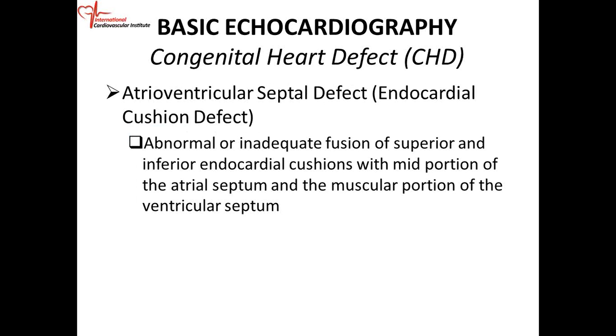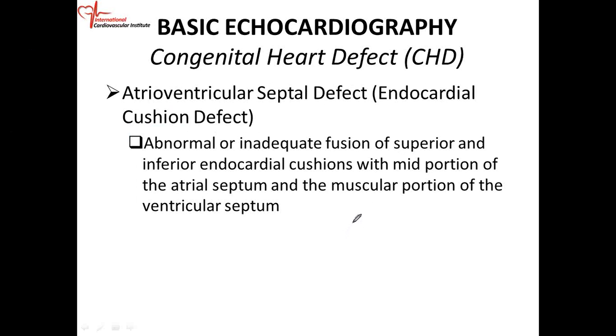So your atrioventricular septal defect or your endocardial cushion defect is another type. As we had mentioned before, your ostium primum defect is usually a type of endocardial cushion defect or atrioventricular septal defect. So one way to make your assessment of this type of defect is to look at the AV valve. If the AV valves are on the same plane, you're more than likely dealing with an atrioventricular septal defect or endocardial cushion defect.